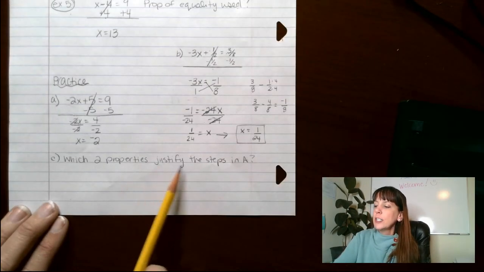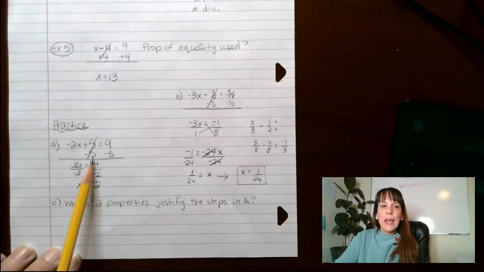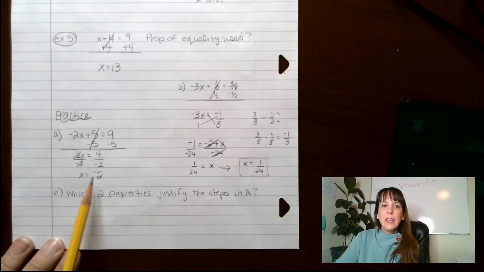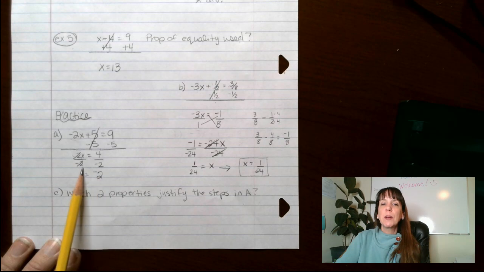Which two properties justify the steps in A? So let's go back up here to A. The property that justifies this step is the subtraction property of equality. Then right here, it is the division property of equality.